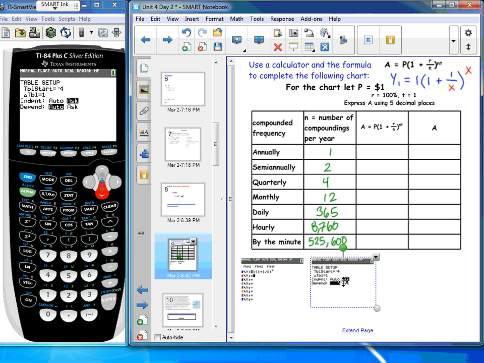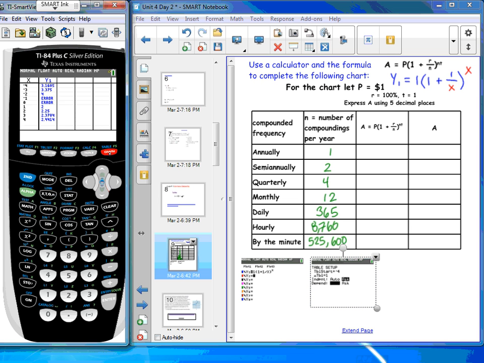All right, so let's go ahead and go to my table now. Again, that second graph to go to my table. And I'm going to enter my x values: 1, 2, 4, 12, 365. If it's not letting you enter x values, it means you didn't set your table correctly.